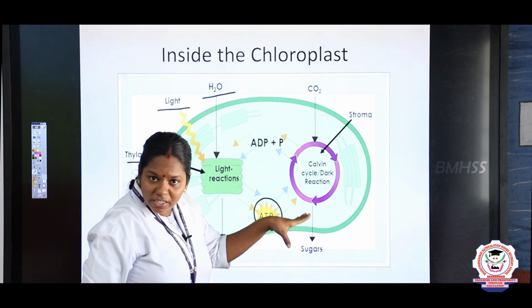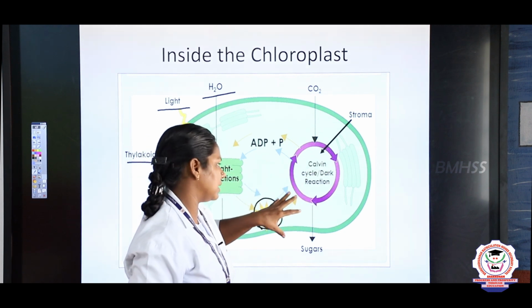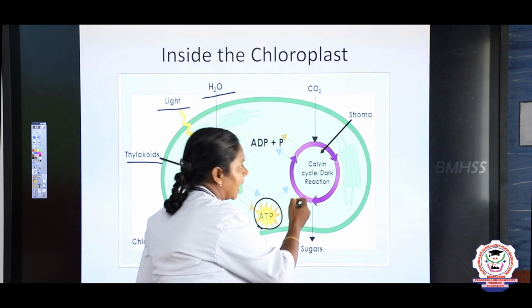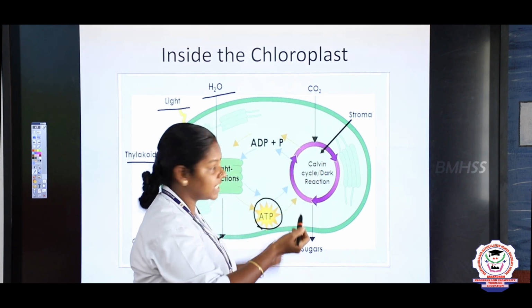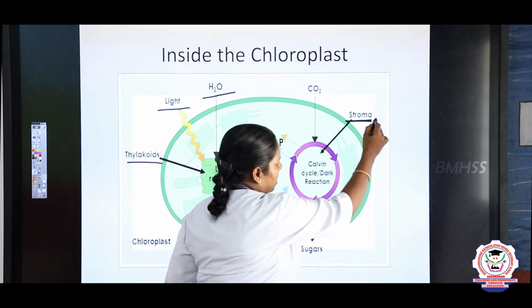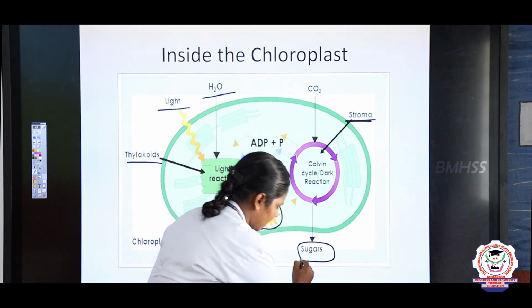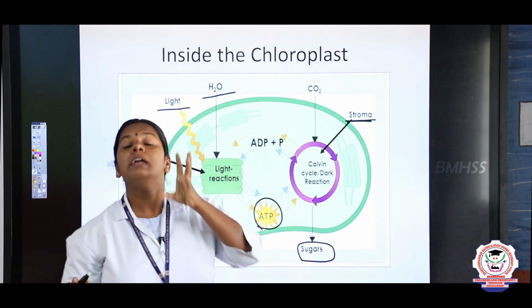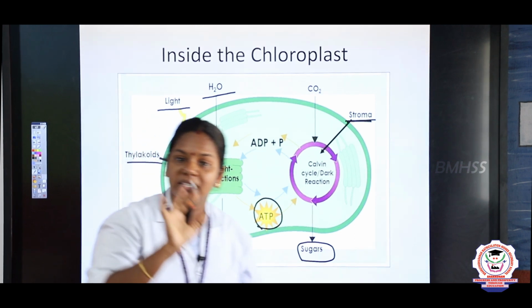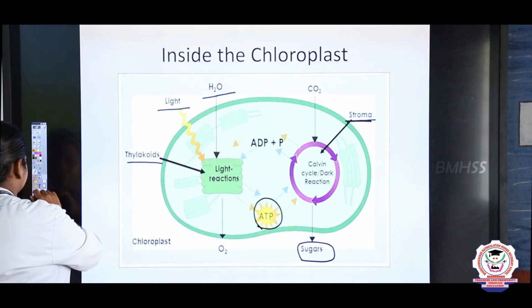And now we come to the dark reaction. The dark reaction, we call it the Calvin cycle. Yes, it uses the ATP and it uses the carbon dioxide, and where does it take place? It takes place in the stroma. And what does it produce, children? It produces sugar, that is glucose. So this is the diagrammatic explanation of how the dark reaction and the light reaction take place inside the chloroplast. Yes, very clear, children.